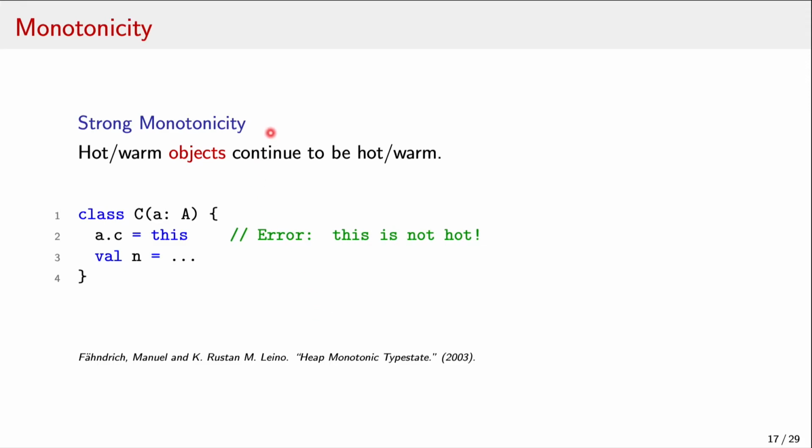Past research has identified strong monotonicity as a good design principle. Strong monotonicity says that a hot or OOM object continues to be hot or OOM. With strong monotonicity, this program will be rejected because the initialization state of the object pointed by A is hot. For it to continue being hot, we may not assign a cold object to its field.